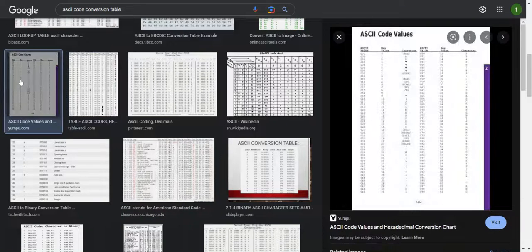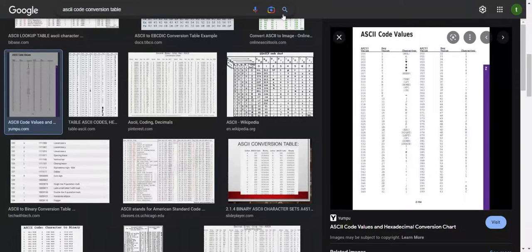Let's say in this case 50 is 2. So for example, when you type in the character 2, you may think that the computer considers it as 2, but in the end, it's actually considered as 50. So the computer would recognize it as 50.